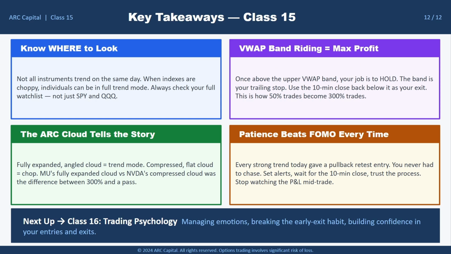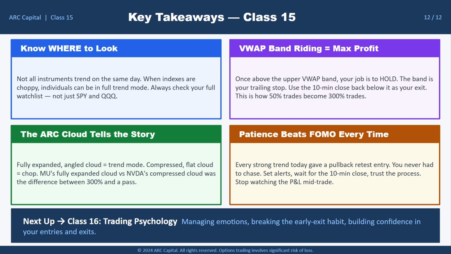But VWAP band riding equals max profit. So once a stock starts trading above the upper VWAP band, your job is to hold. The band is your trailing stop. Use a 10-minute close back below it as your exit. This is how 50% trades become 300% bangers.